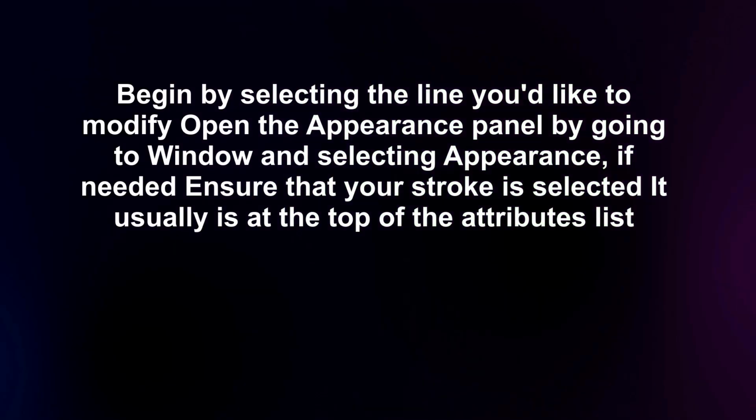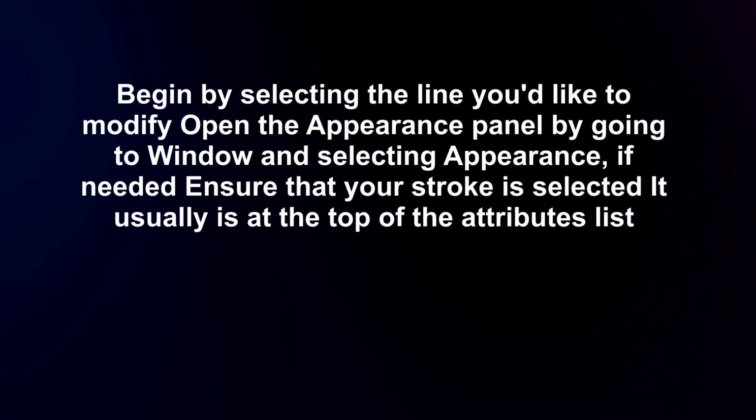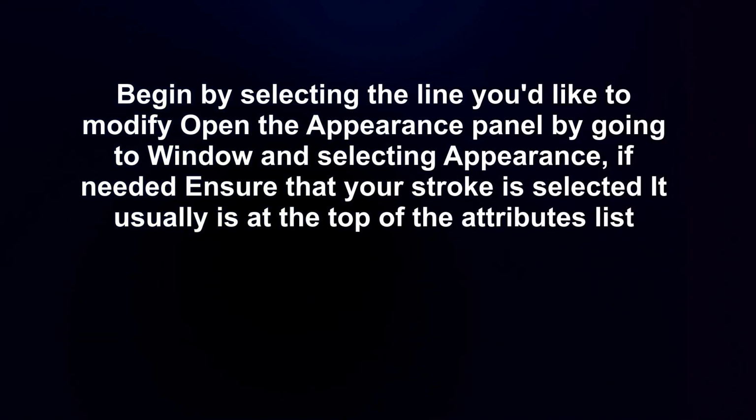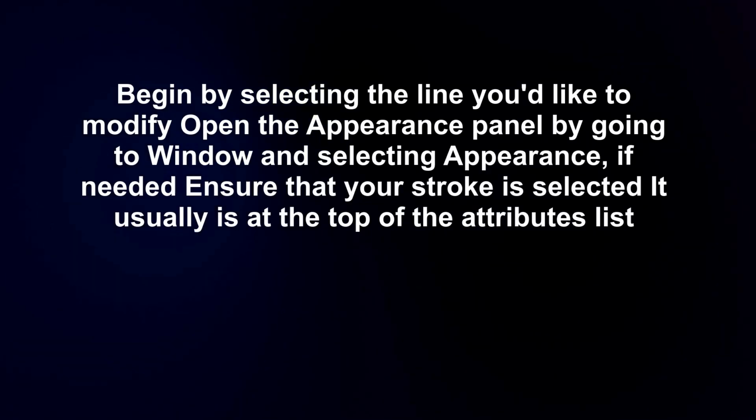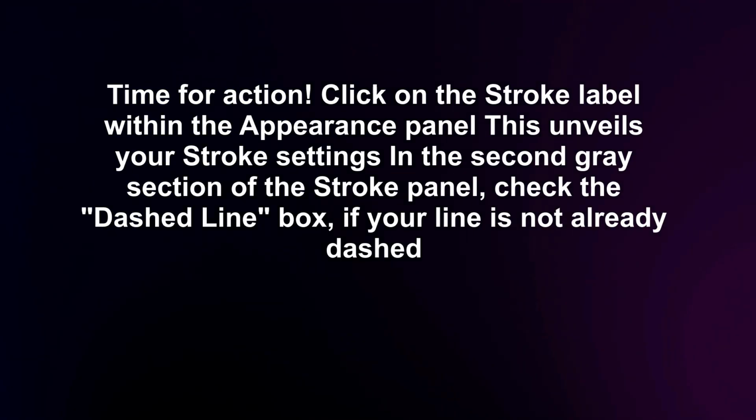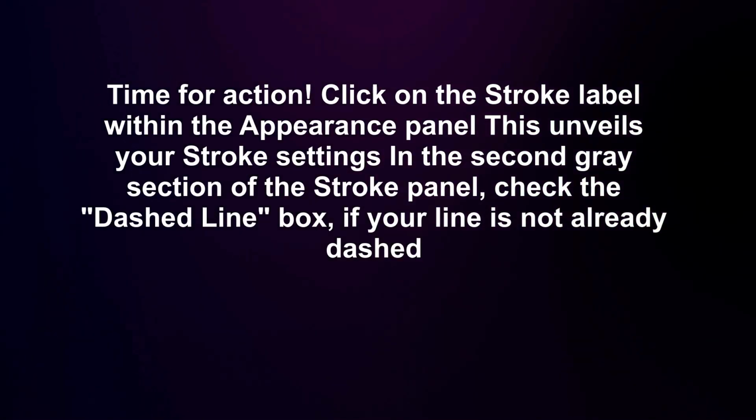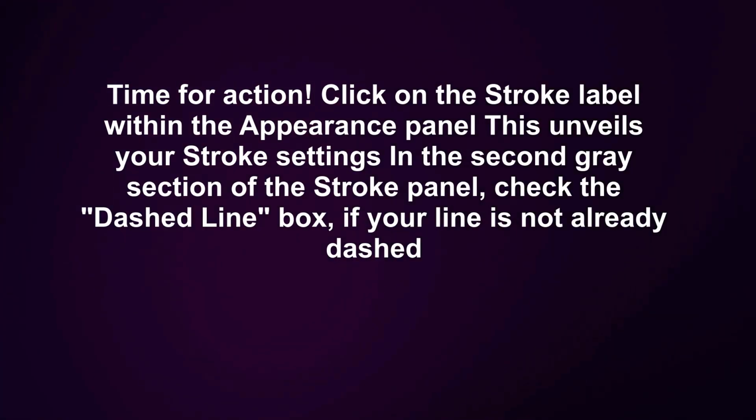Open the Appearance panel by going to Window and selecting Appearance. If needed, ensure that your stroke is selected. It usually is at the top of the attributes list. Time for action. Click on the stroke label within the Appearance panel. This unveils your stroke settings.